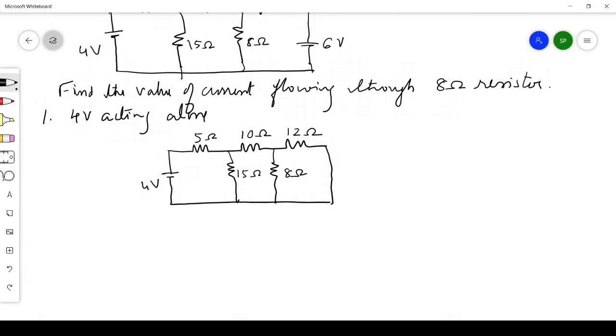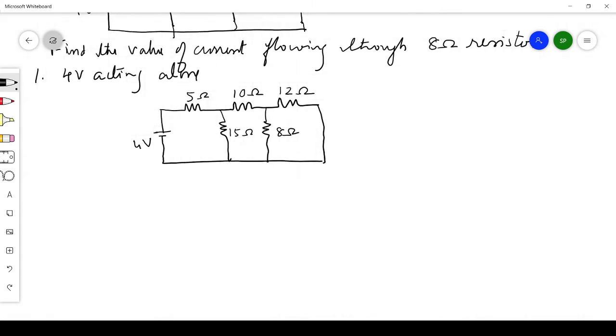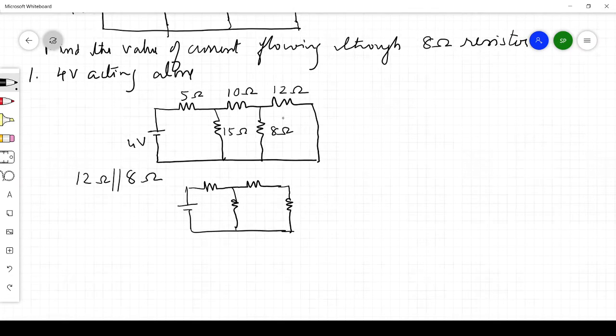Now we will find the current through this 8 ohm. For that, we have to simplify this network. If you observe this network, you can see this 12 ohm is in parallel with 8 ohm. So we can redraw the diagram and make the equivalent circuit. Here it is 15. 12 and 8 in parallel means 12 into 8 upon 12 plus 8 will be the equivalent resistance of 12 and 8 in parallel.